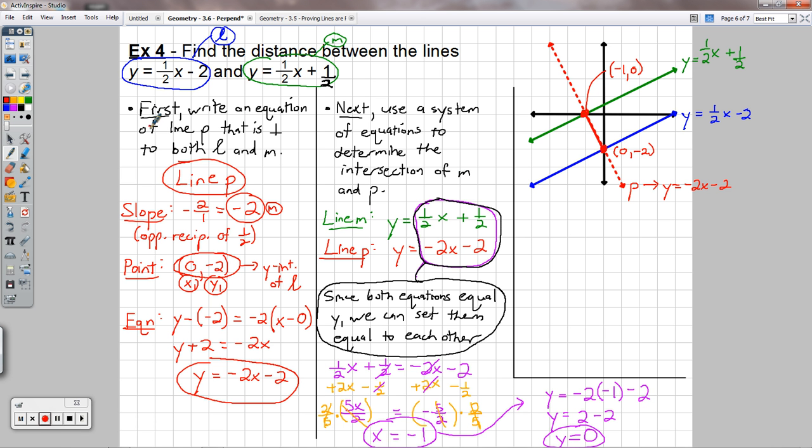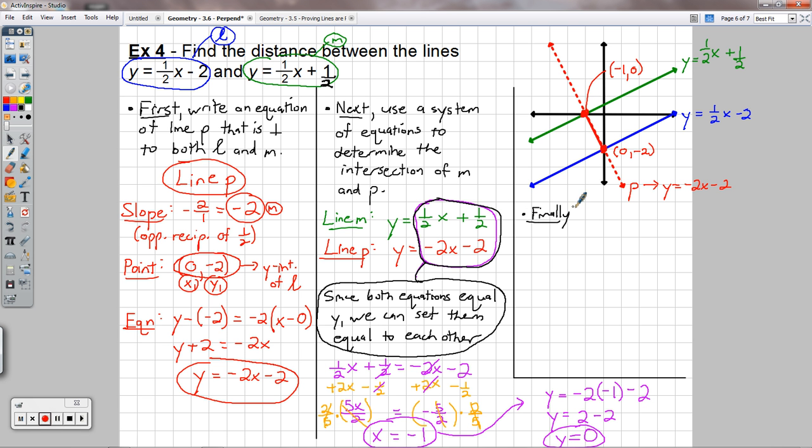So first we found the equation for line P. Next, we used a system of equations to figure out a second point, or where the second point crosses the other line. So right here we just picked the y-intercept, made it easy, but then right here we had to make sure it was actually crossing where it looked like we thought it was. And then finally we need to find the length of this segment right here. What is the length from there to there? So we're going to use the distance formula to figure that out.